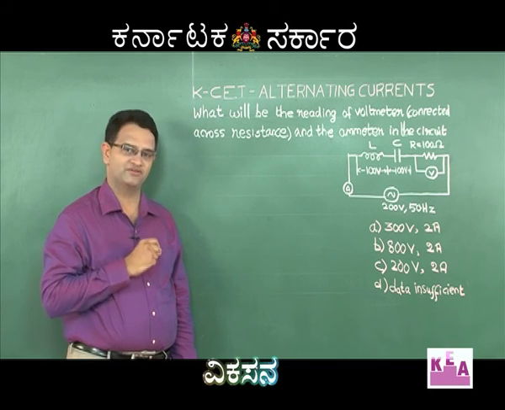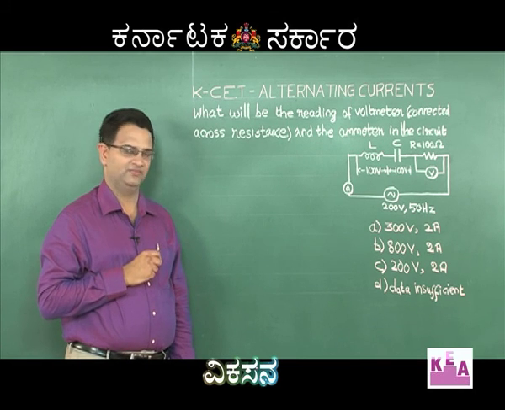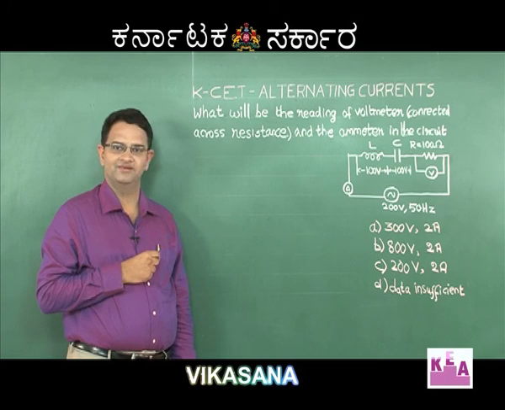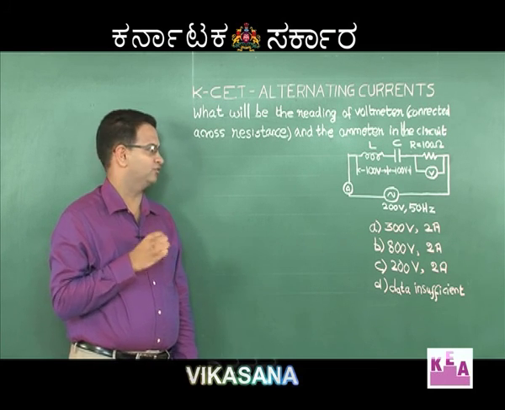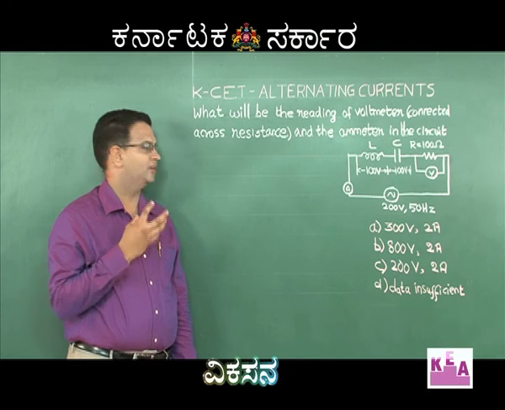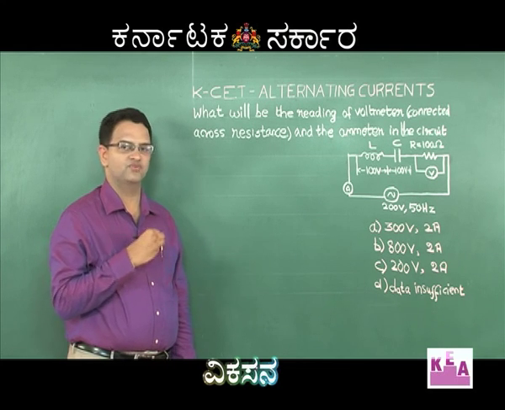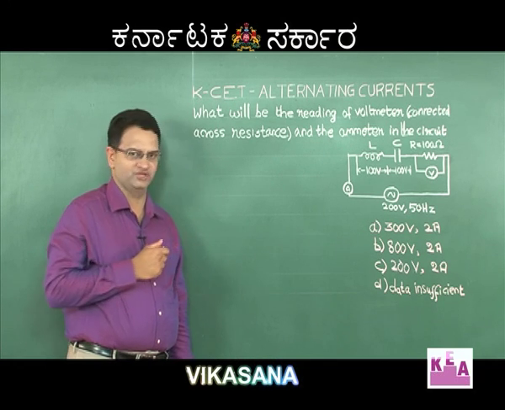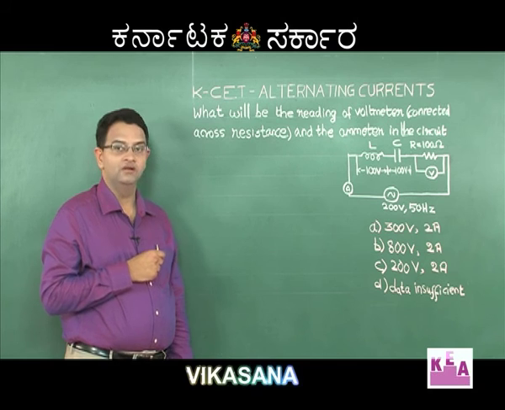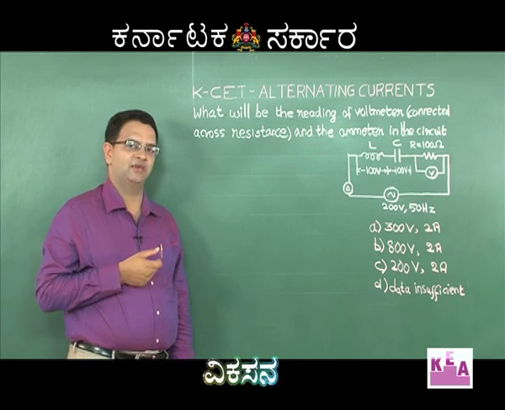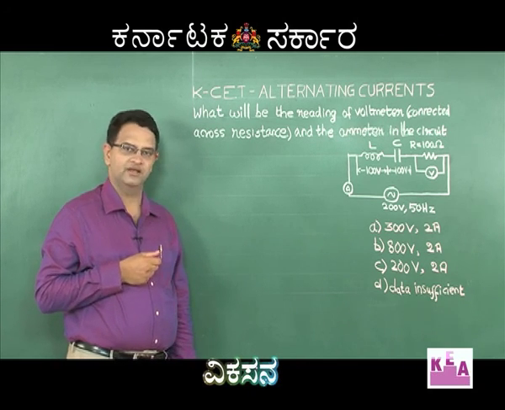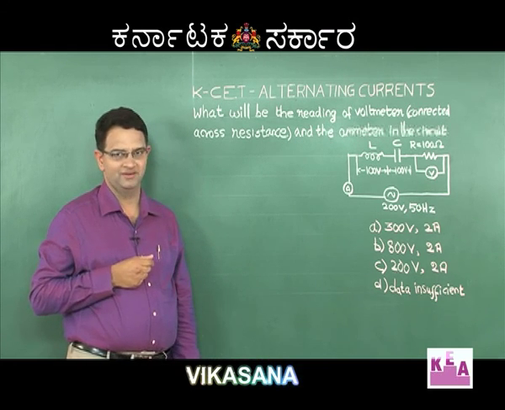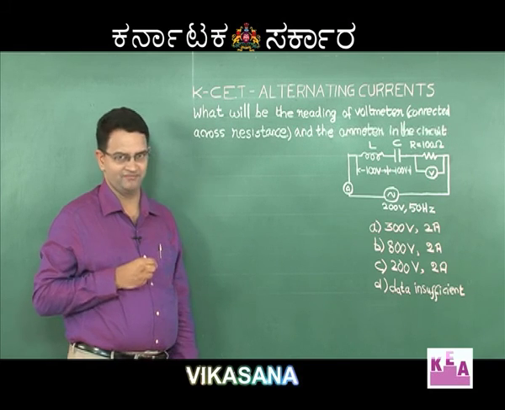Because the circuit is in resonance, we can say that the circuit behaves purely resistive. The circuit behaves as though there was only a resistor. Now, keeping this idea in mind, it becomes very, very simple to solve the problem. So, the applied voltage, which is 200 volts RMS value, will be completely available across the resistor. Therefore, the voltage across the resistor becomes 200 volts. Therefore, the voltmeter will measure 200 volts.